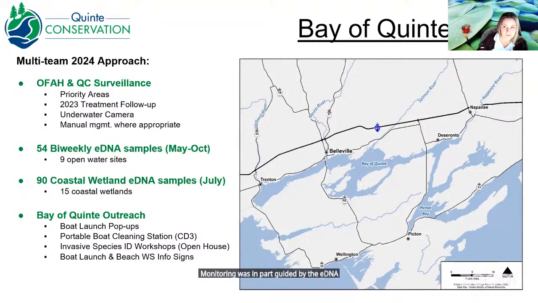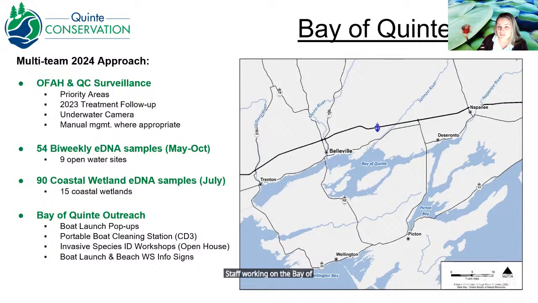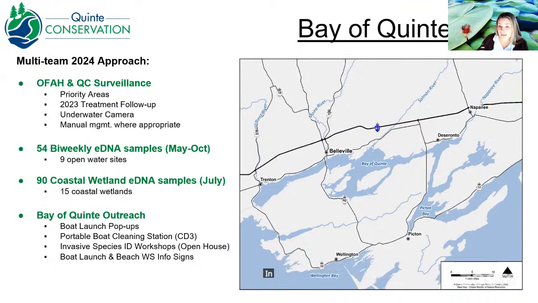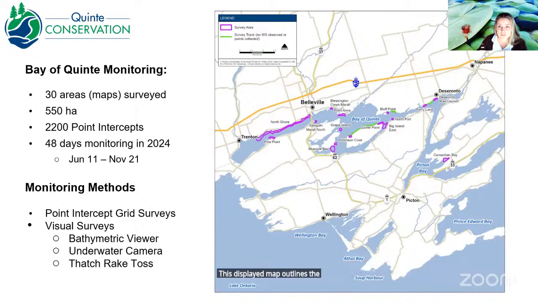So in 2024, Quinte Conservation collected 144 eDNA samples. Staff working on the Bay of Quinte water soldiers still need to review those 2024 results with the laboratory, so we will be doing that hopefully in the near future. In addition, the OFAH HIT squad performed a great deal of outreach for the Bay of Quinte. This displayed map outlines the 2024 monitoring surveys.